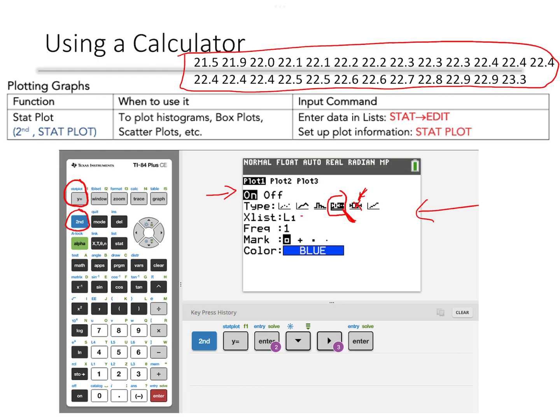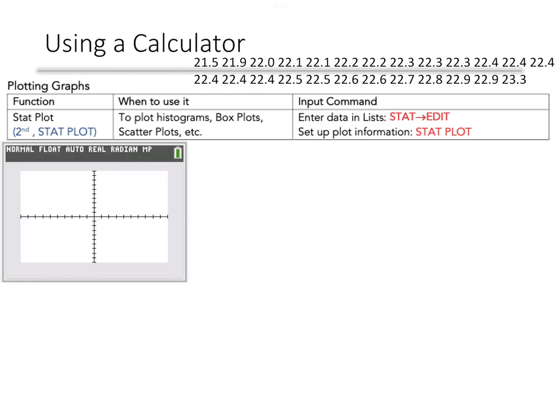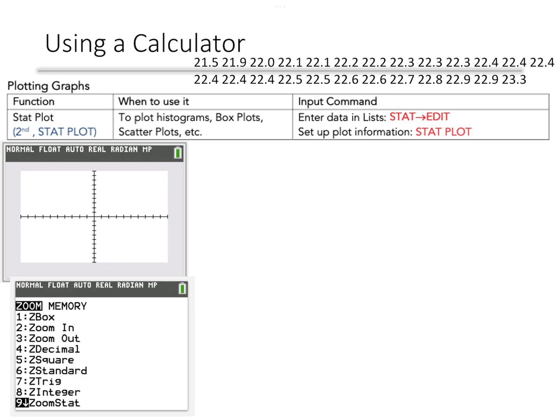If you put your data in list 1, make that L1. If you put it in a different list, tell it what list it is. Leave your frequency at 1, and it doesn't matter what the mark and color are. You can make that whatever you want. Once you have that, all you have to do is hit the graph button. Then it's probably going to look just like this, and there's nothing there. If there's nothing there, you need to hit zoom and arrow down to zoom stat.